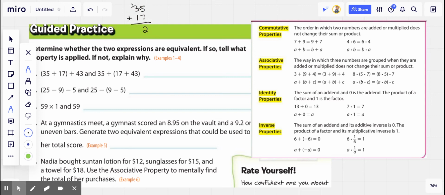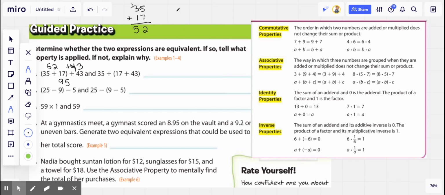So it looks like 52. And then we have 52 plus 43. All right, well, my computer died. 52 plus 43 is 95. This is 95. And then 35 plus 17 plus 43.